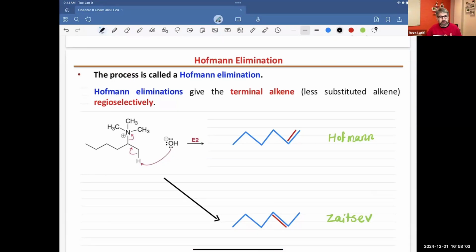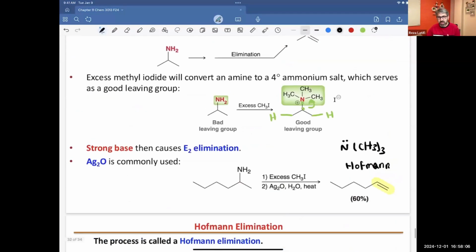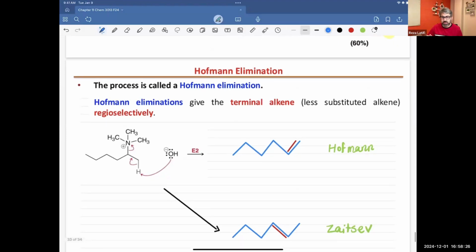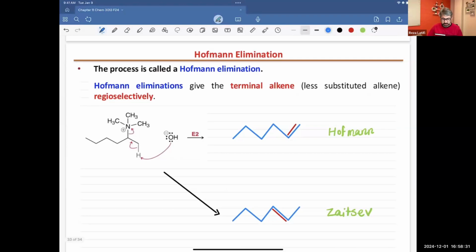So if we treat it with excess alkyl halide, we know we can turn it into a quaternary amine. And next step, if we introduce a strong base, it is going to push the reaction through an E2 mechanism. So we get alkene as a final product, and if the double bond is terminal, it will be a Hofmann product. If instead of this beta 1 hydrogen, we go after beta 2 hydrogen, then we get Zaitsev product.